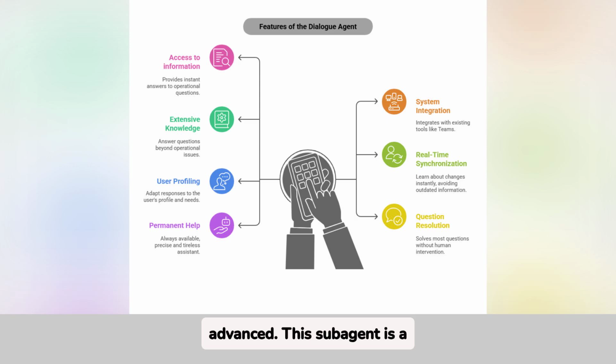This subagent is a conversational assistant trained with all the relevant information from the system: operational processes, internal documentation, action plans, training materials, KPIs, department managers, approval workflows. Your team can ask it any operational, strategic, or tactical question and receive a clear, contextual, and instant response. No need to search for manuals, write emails, or bother colleagues.